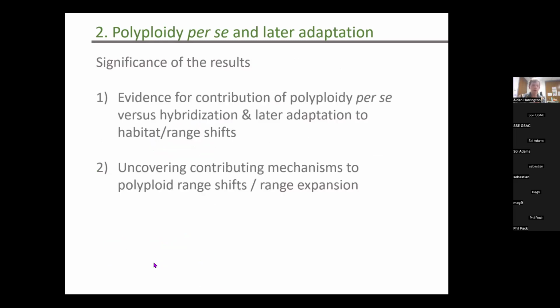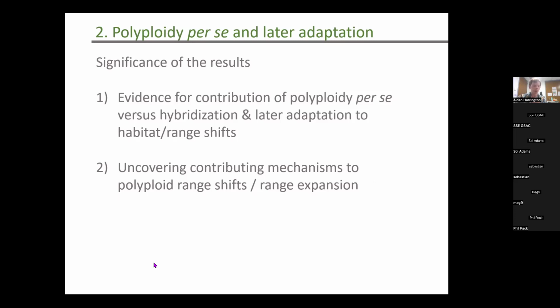So the significance of these results would include providing direct evidence for the contribution of polyploidy per se versus hybridization and later adaptation to observed habitat and range shifts, and then also uncovering contributing mechanisms to polyploid range shifts and range expansion.